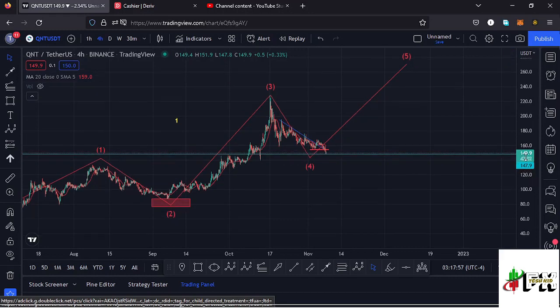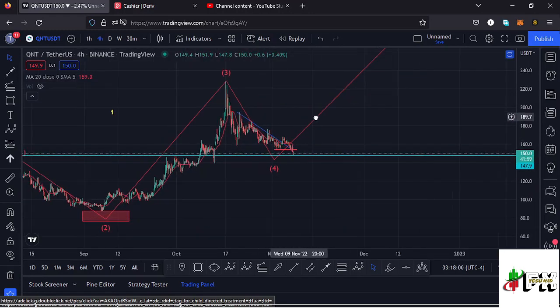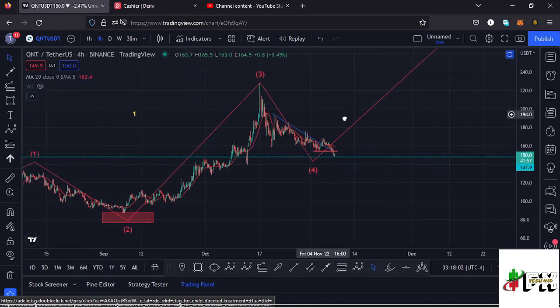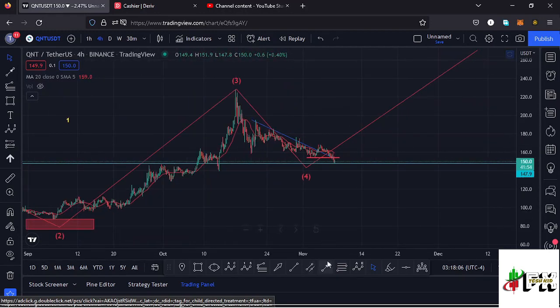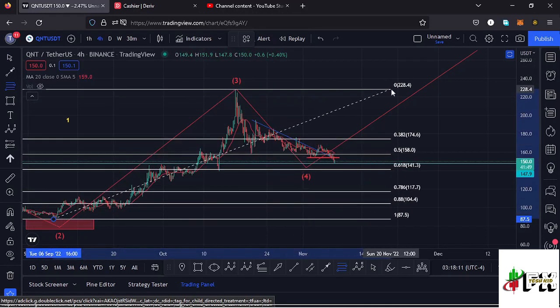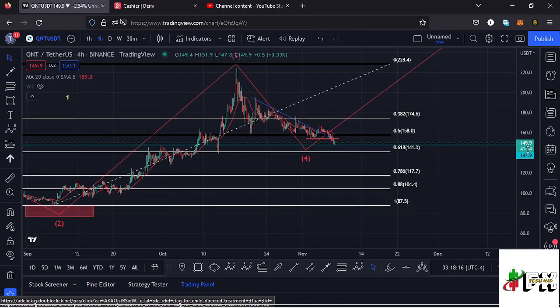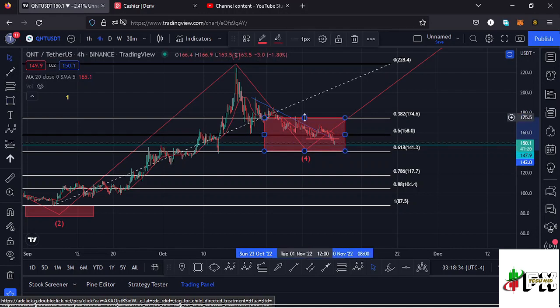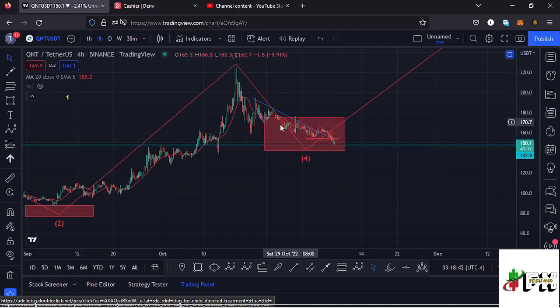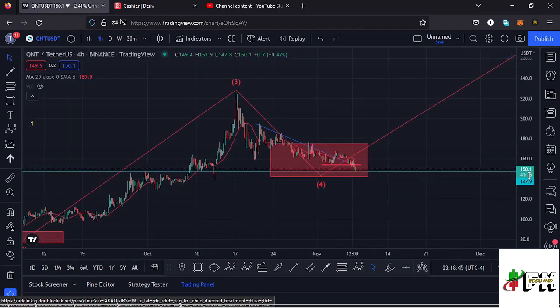And using the Fibonacci, we can get to sketch out a minimum target area to the lower side in the formation of that fourth wave, connecting the Fibonaccis from the low of that second wave to the high of that wave 3, and that gives me a minimum target area to the lower side in the formation of a wave 4 between the fib level 0.382 and the fib level 0.618, and I can mark that target area here on the charts like that. And that target area lies between the $174.6 mark and the $141.3 mark.